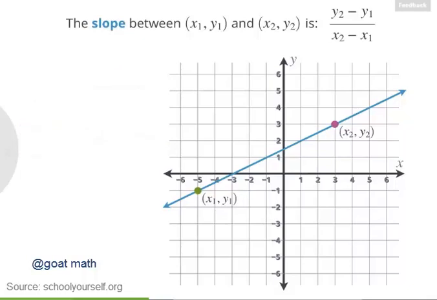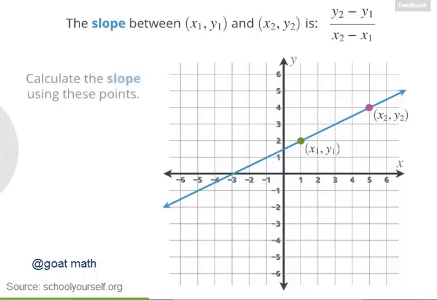So what happens if we try calculating the slope using a different pair of points? So let's call this point x1, y1 and this point x2, y2. So now calculate the slope of the line. Hopefully you'll get the same answer.